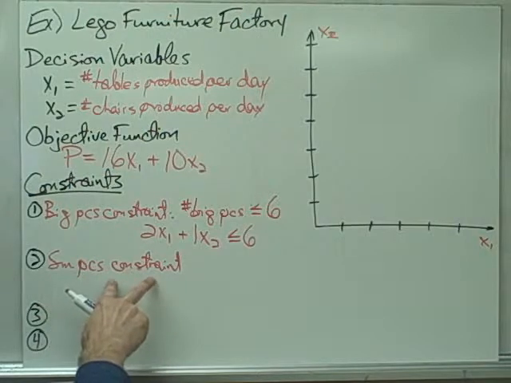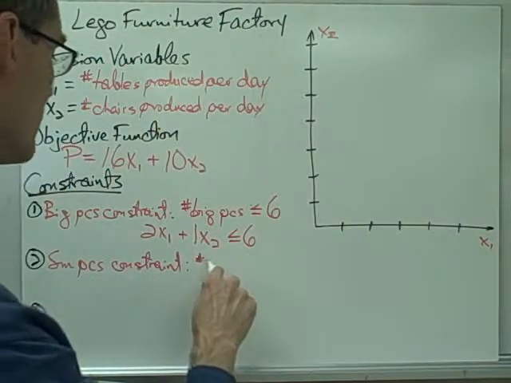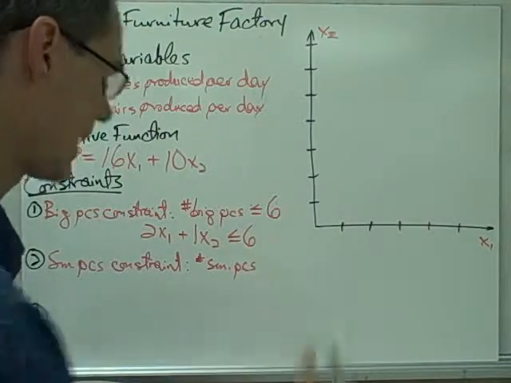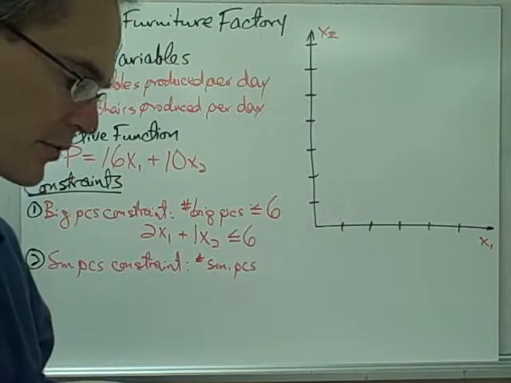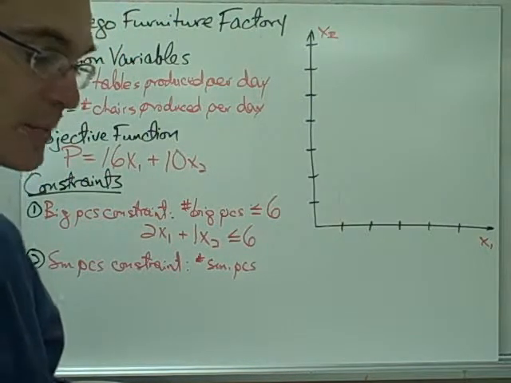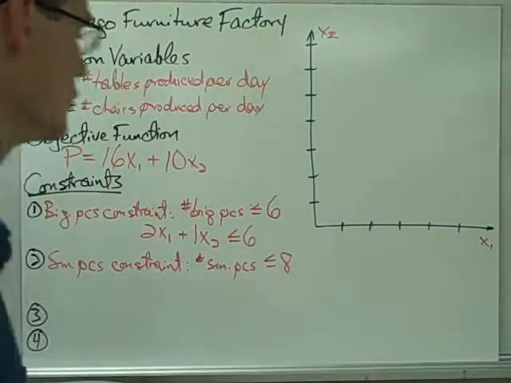I also need to come up with a small pieces constraint. My small pieces constraint is just going to be the number of small pieces. I'm told that I'm limited in the number of small pieces by my supplier. I can only use 8. I can use up to 8 small pieces per day. So my number of small pieces is going to have to be less than or equal to 8.